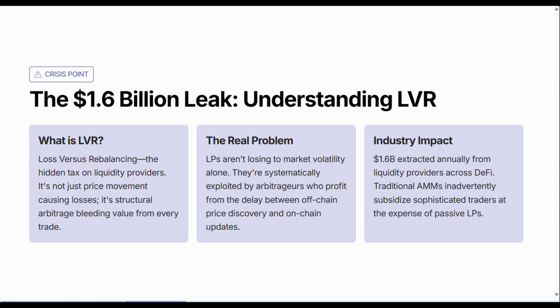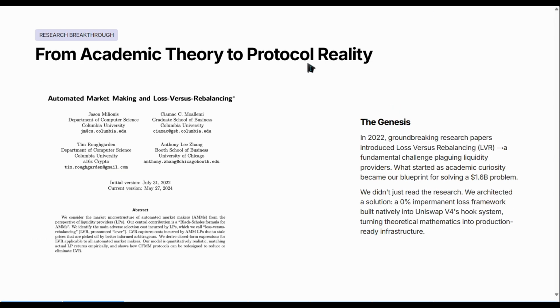The liquidity providers suffer damage mainly by the arbitrages that exploit the volatility in the market due to the delay in the prices off-chain and on-chain. So we spent months diving into a 2022 breakthrough research on loss versus rebalancing. That's where I found the concept of delta hedge neutrality.